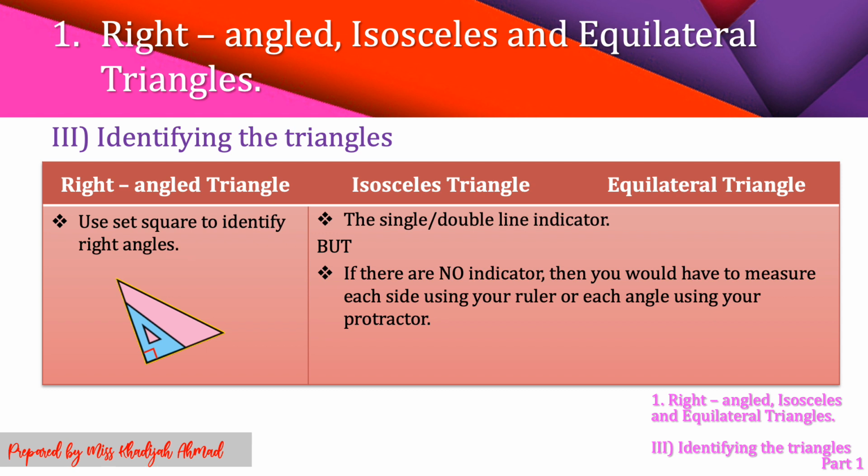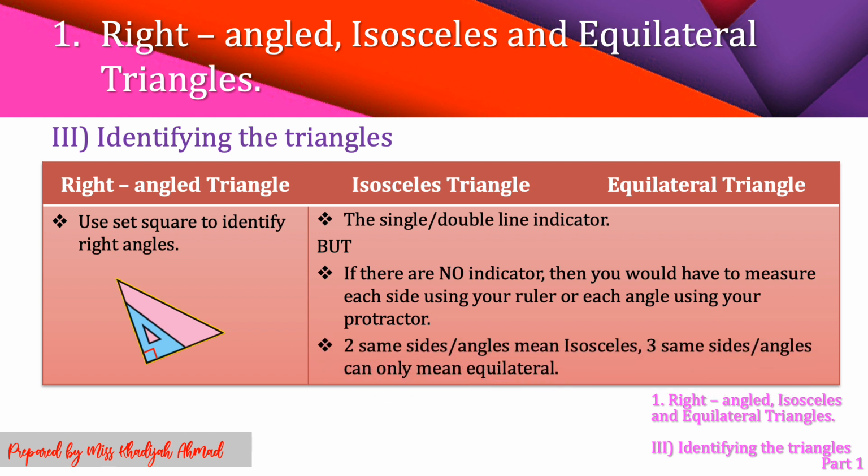Then you have no choice but to use your ruler to measure the length of your sides, or use protractor to measure the angles. 2 same side or angle would be isosceles, and 3 same side or angle can only mean equilateral.